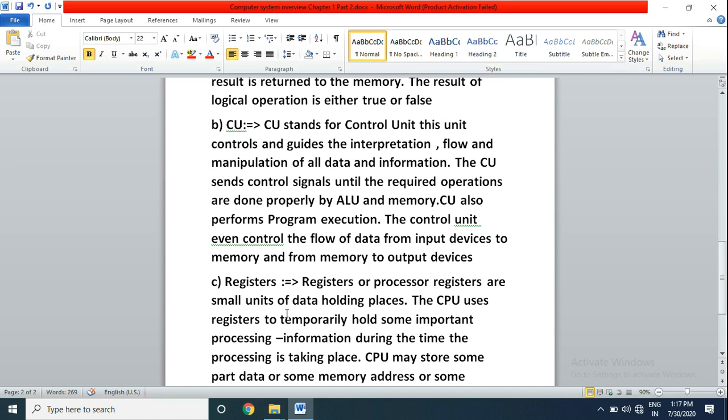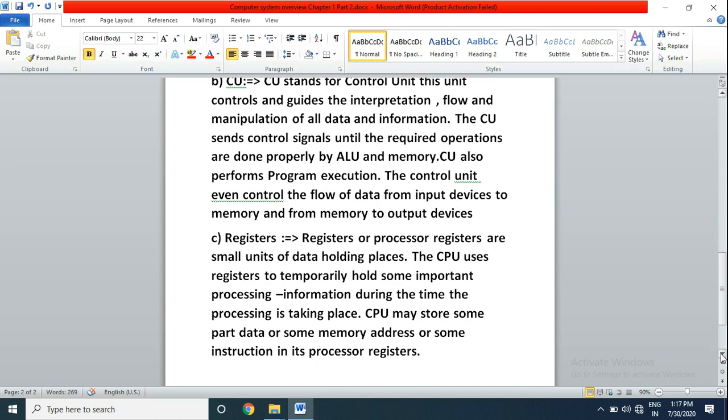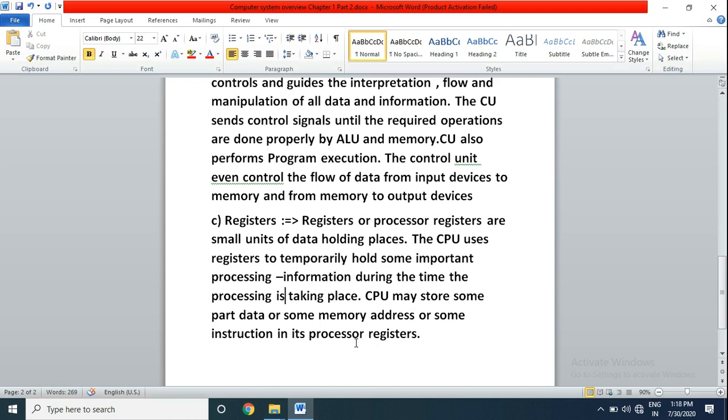The CPU may store some part of data or some memory address or some instruction in its processor register. And the processing speed of the register is very fast.